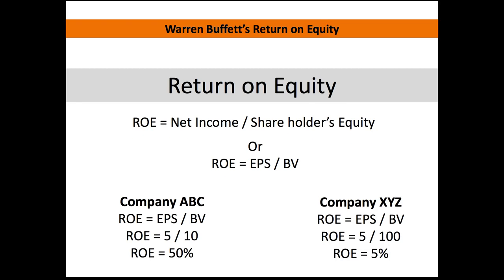So when we do that for these two companies, for ABC, we knew that the EPS was 5 and the book value was 10, so our return on equity was 50%. But then when we go over and look at company XYZ, we see that they had the same exact EPS of $5, but the book value was substantially higher at $100 a share. And so the return on equity, the best the company could get, was 5%.